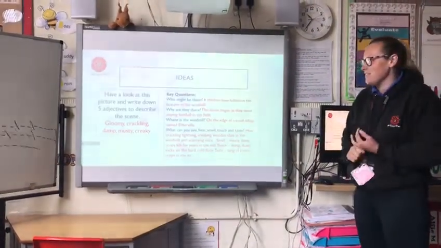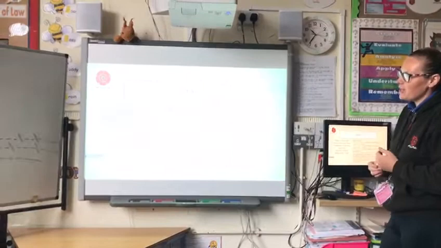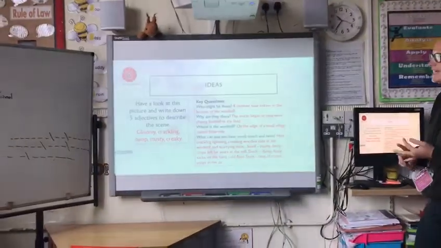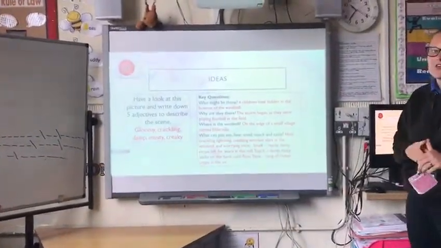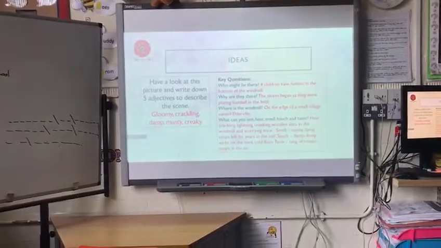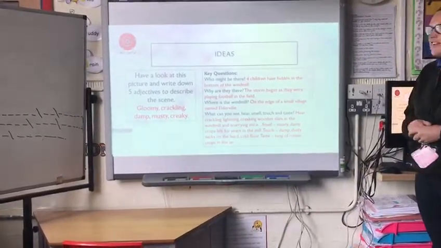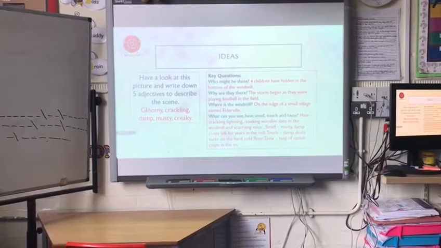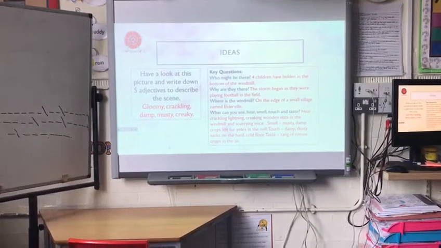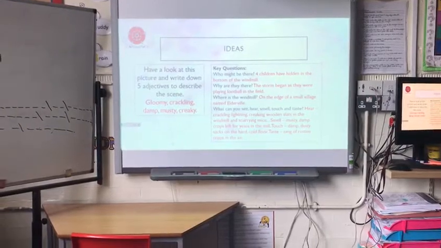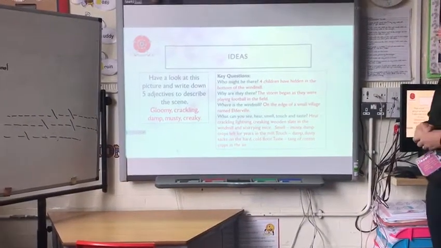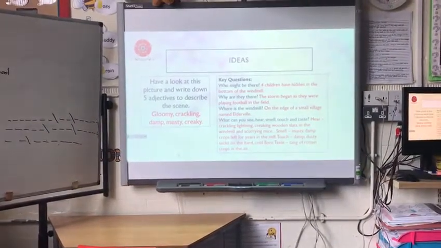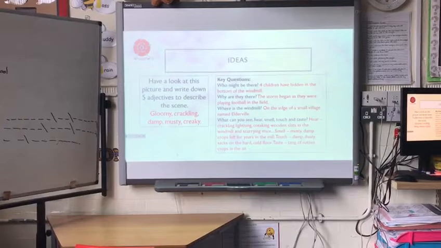So, my ideas. My 5 adjectives for that picture were gloomy, crackling, damp, musty and creaky. And my answers to the key questions. Who might be there? Well, I think there's 4 children there that have hidden in the bottom of the windmill. Why are they there? The storm began as they were playing football in the field. Where is the windmill? On the edge of a small village named Elderville.